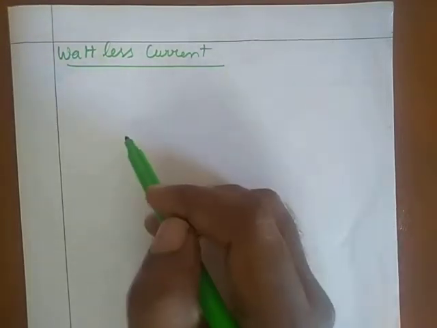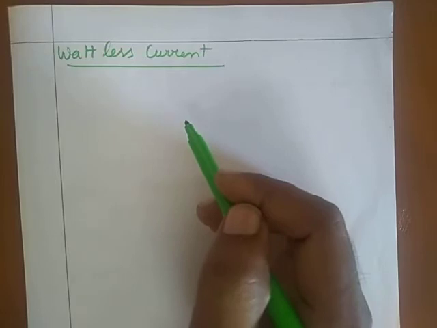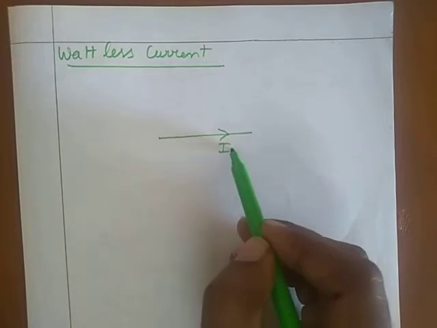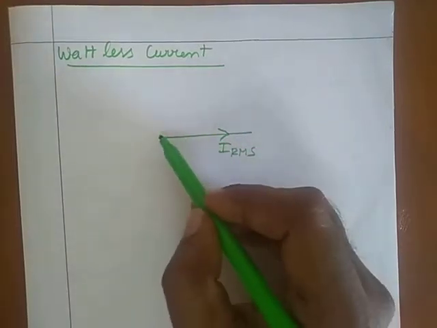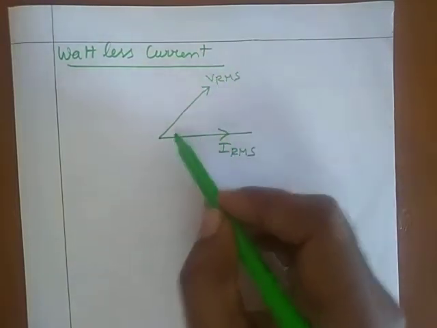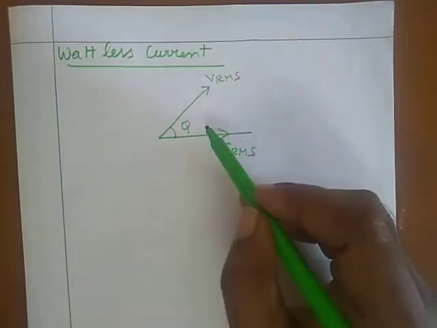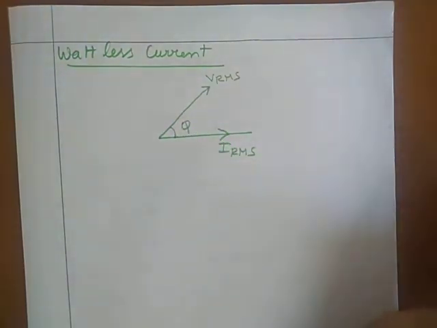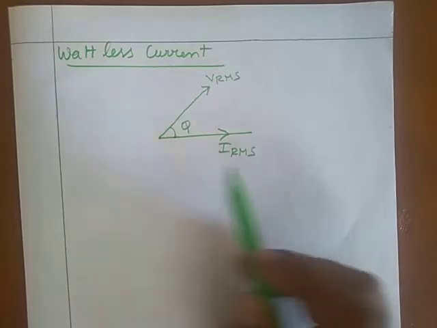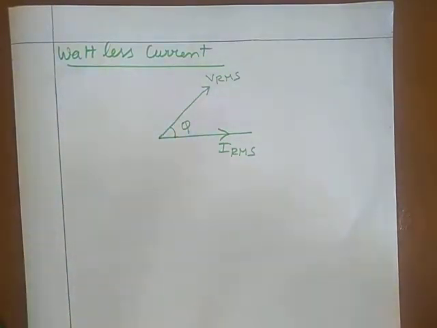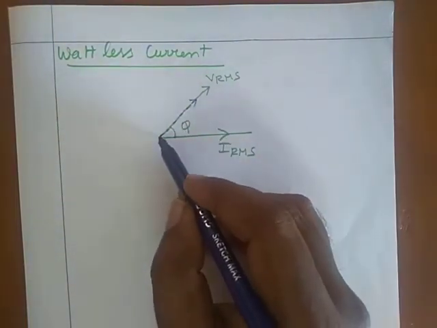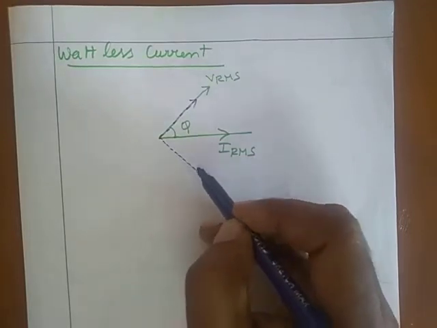Here I consider an AC circuit in which there is a phase angle between current and voltage. Here I consider an RMS current, Irms. Here is a voltage, that is Vrms. This graph shows the voltage leads the current by phase angle phi. Here the current Irms is split up into two perpendicular components. One is a component along the axis of Vrms, another component that is perpendicular to the Vrms.